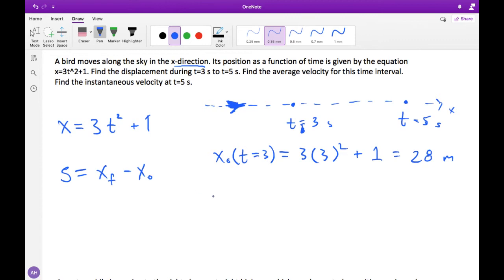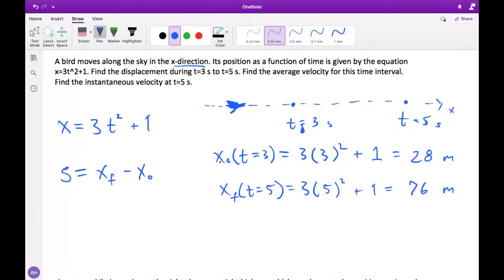And then we do that again for our final position. Our final position is when the time is equal to 5 seconds. So just plugging that in, 3 times 5 squared plus 1. Let's see, 5 times 5 is 25. 25 times 3, 75, 76 then, plus 1, 76 meters.